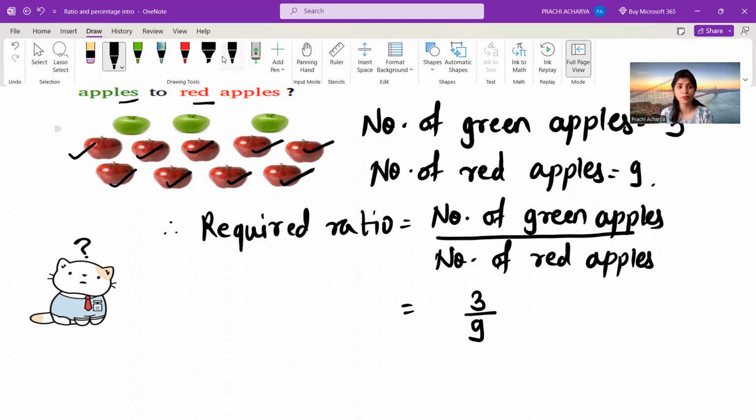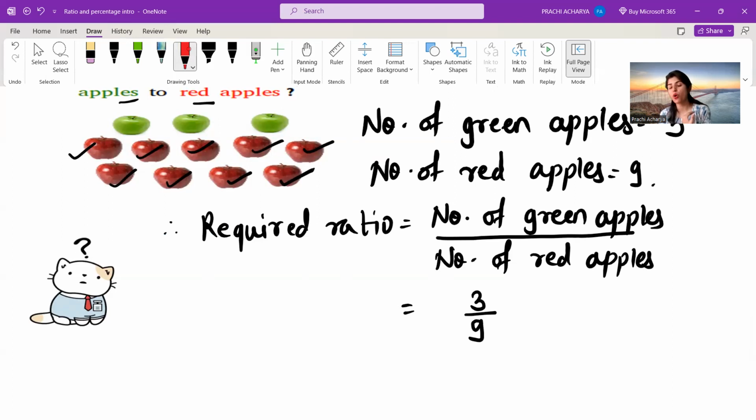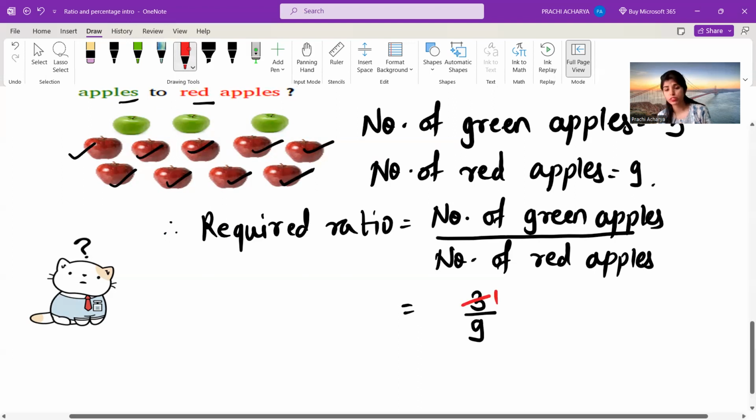Obviously we can reduce it because ratio or fraction or P upon Q format should always be in a reduced form. So just cut it out. We can cut it by 3 because largest divisor will be 3. 3 ones are 3, 3 threes are 9. So your final fraction will be 1/3 and in ratio format you can write it as 1:3.